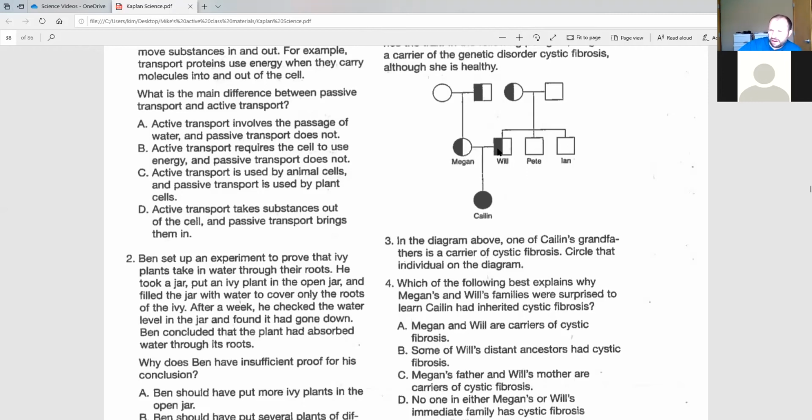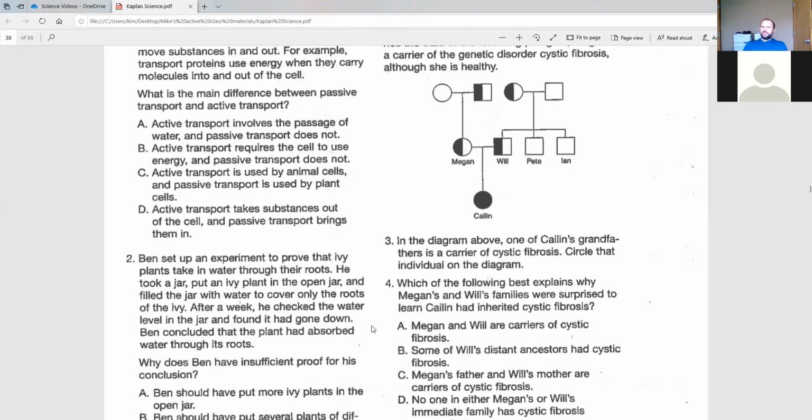That's true. They are carriers. Does that explain why they would be surprised? So be careful, right? That's a logical sounding answer, and it's a true statement, but it doesn't really answer the question. So be careful there. B, some of Will's distant ancestors had cystic fibrosis. C, Megan's father and Will's mother are carriers of cystic fibrosis. And D, no one in either Megan or Will's immediate family has cystic fibrosis.